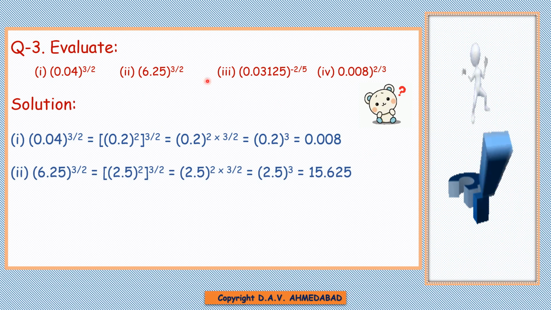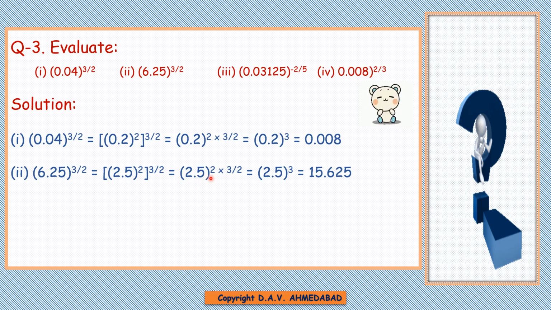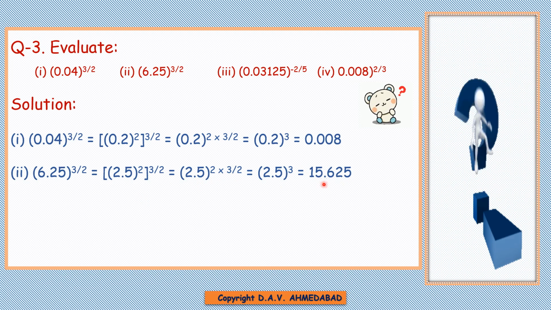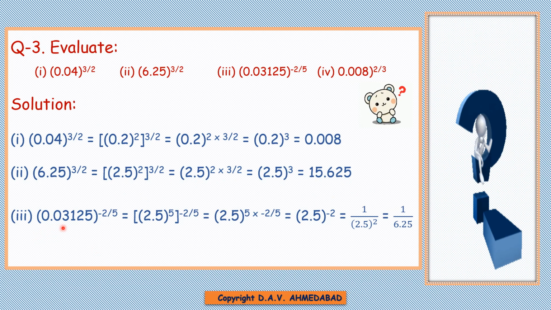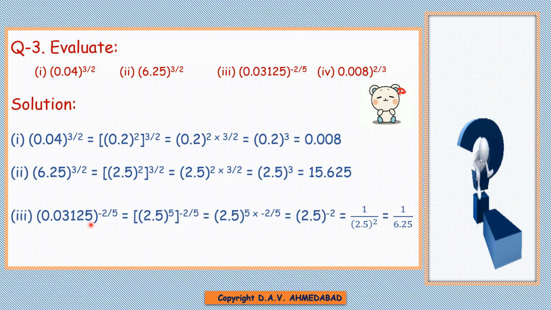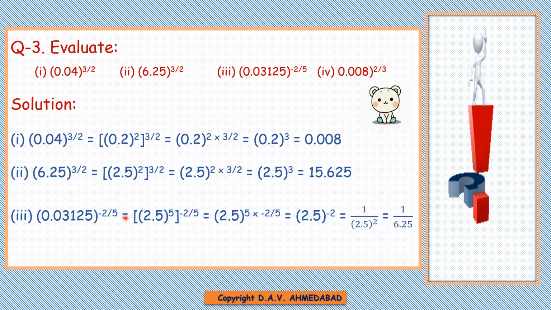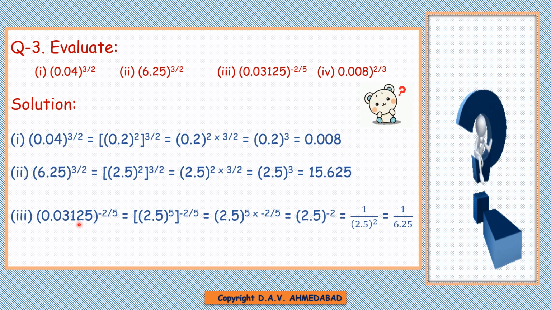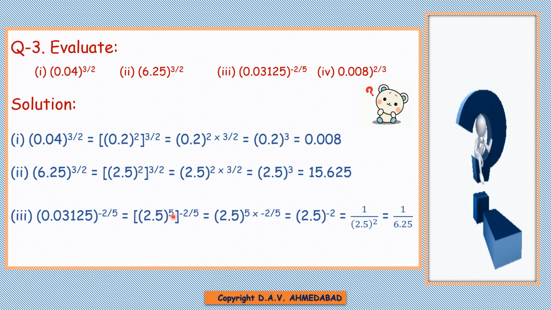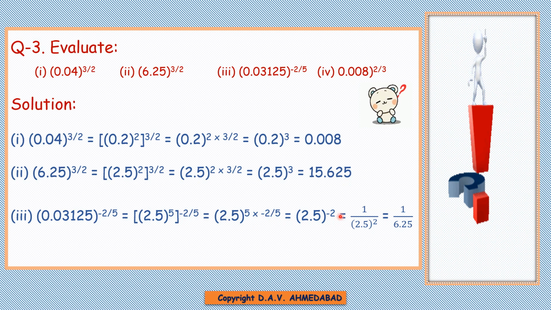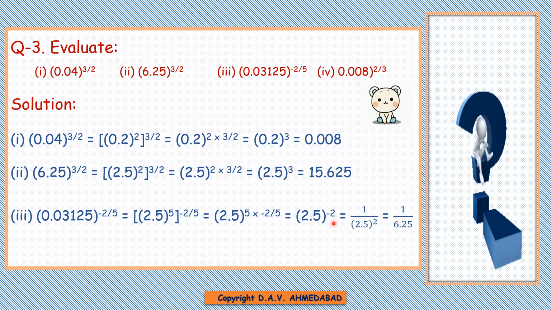Similarly, you will do 6.25 can be written as 2.5 square, 2 cancel. So 2.5 raised to the power 3 which is 15.625. The next is 0.03125 whole raised to the power minus 2 by 5. Children, how can you write this number? Yes, 0.5 raised to the power 5. Then again 5 cancelled. So we will be having 0.5 raised to the power minus 2.